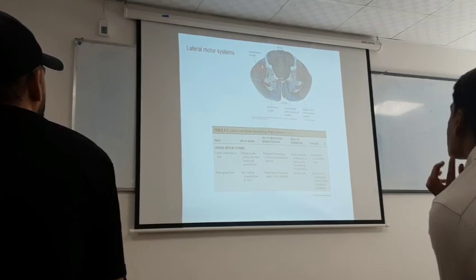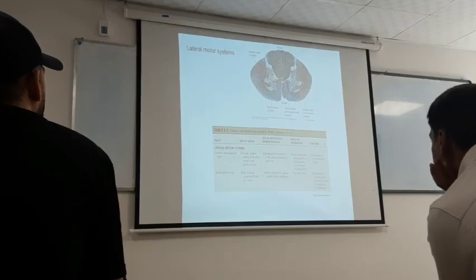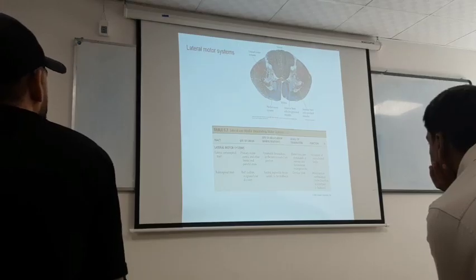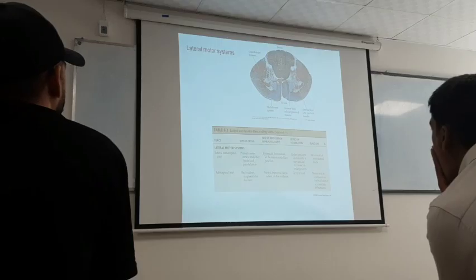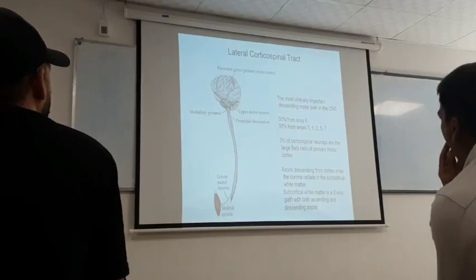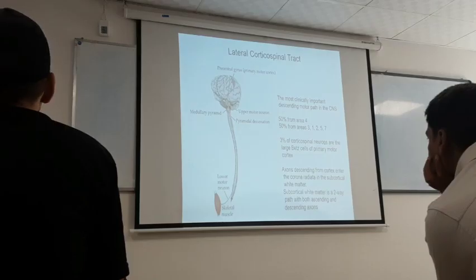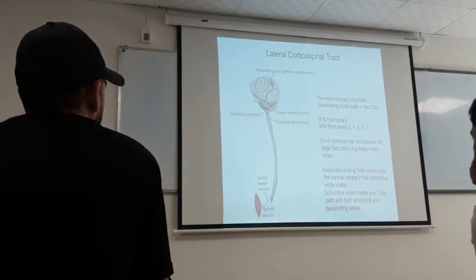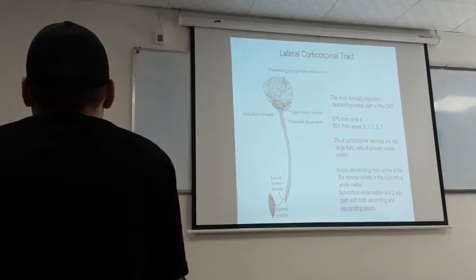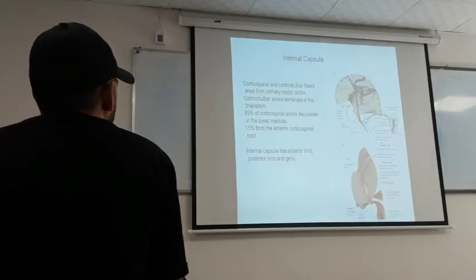The region of the spinal cord, the anterior horn. Yes, for the medial motor systems and lateral motor systems. This is the shape of the gray matter and white matter. This is the lateral corticospinal tract for skeletal muscles, for contraction. These have an upper motor neuron and lower motor neuron. Two motor neurons.